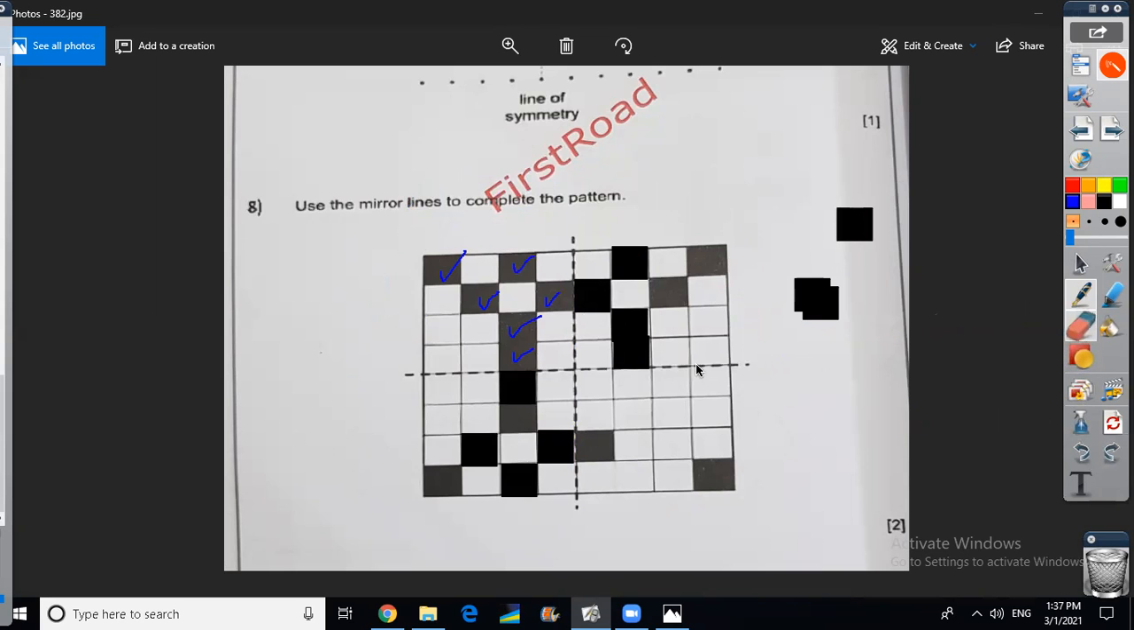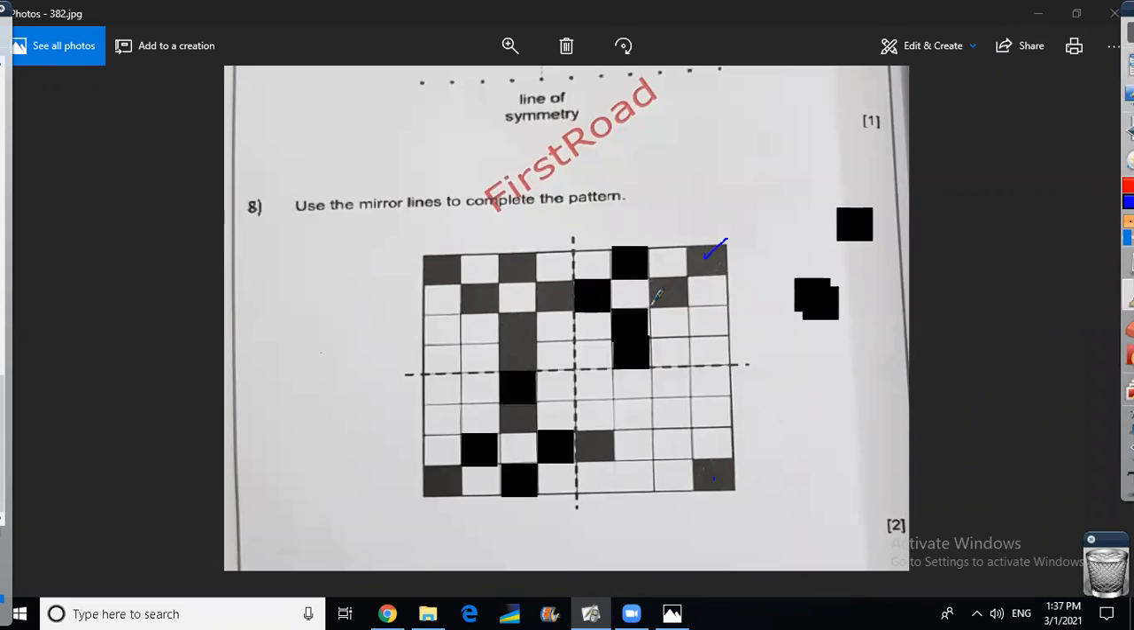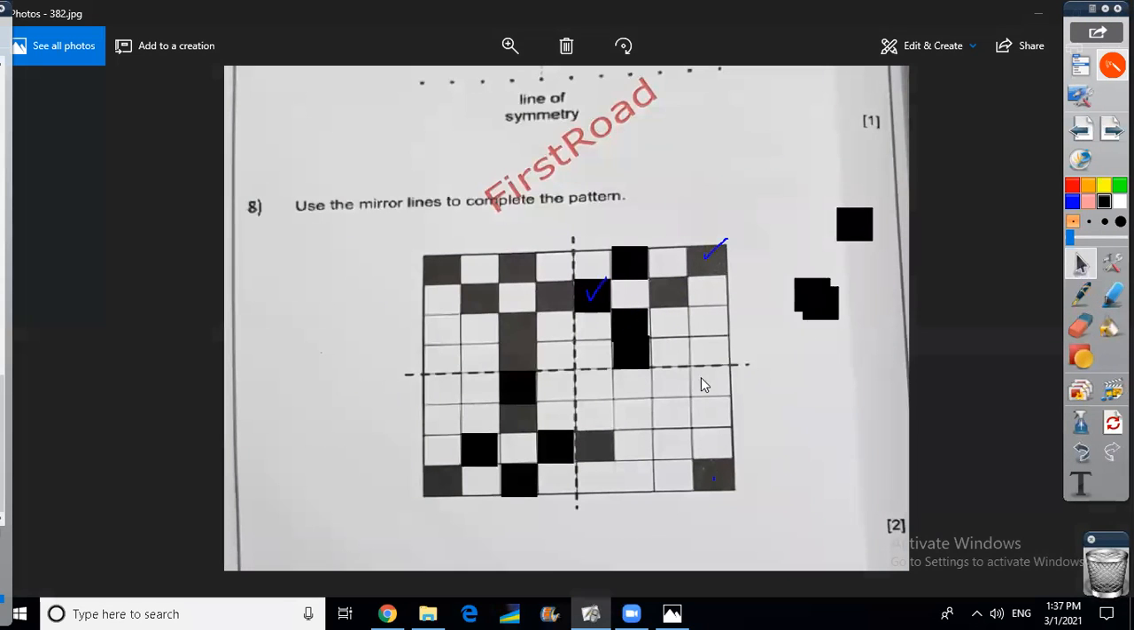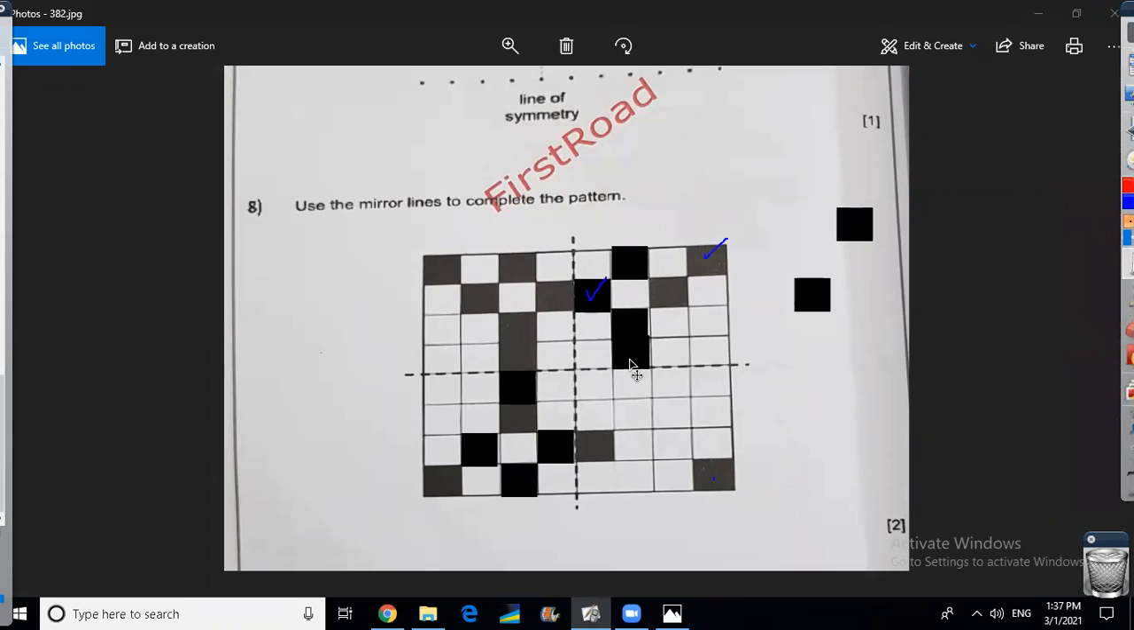Okay, I'm going to erase all the ticks here. Let's take it step by step. The first square here is reflected down. Done. All right, good. And this square is also reflected. Done. So I have four more squares to reflect. This one touching the mirror, then this one will touch the mirror. This one is one square away from the mirror, so one square away from the mirror, but down.